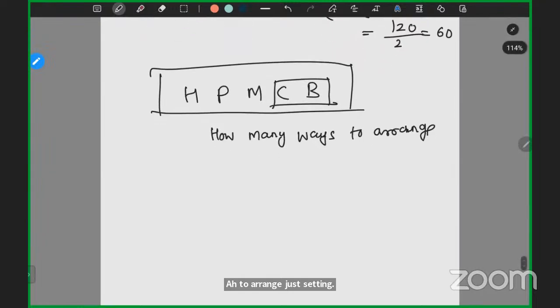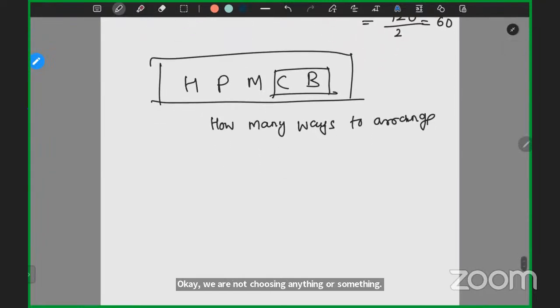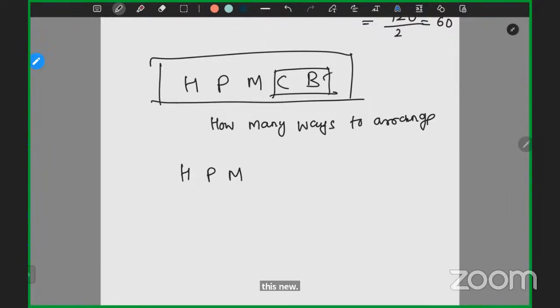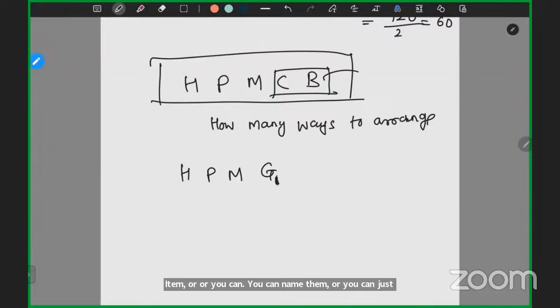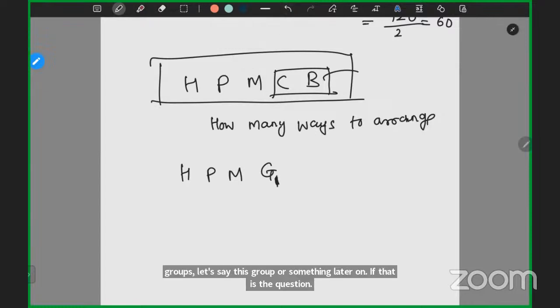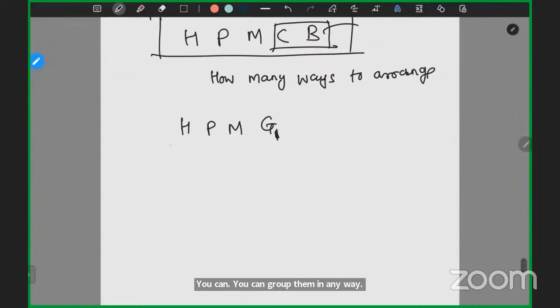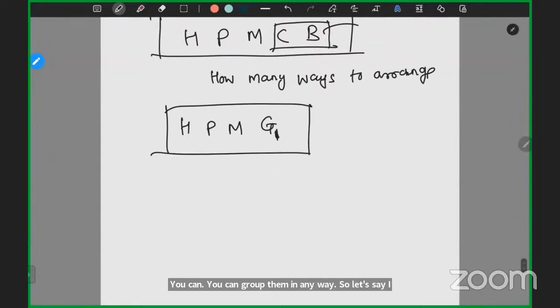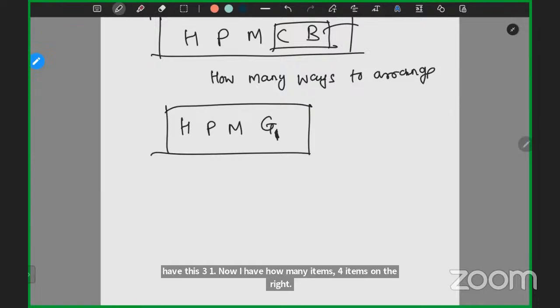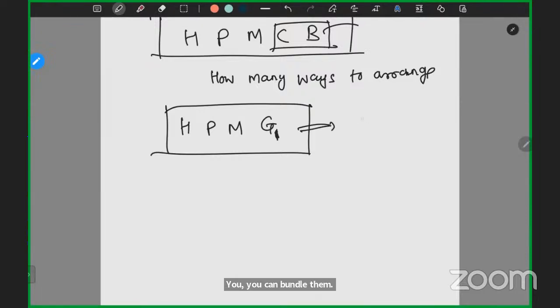Since they are saying they should always come together, how to do that is I call them a new item, or you can just say this is group one, G1. If there are multiple groups later on, if that is the question, you can group them in any way. So let's say I have this G1 now. Now how many items do I have? Four items only, right? You can bundle them. So now to arrange them is four factorial ways, correct?